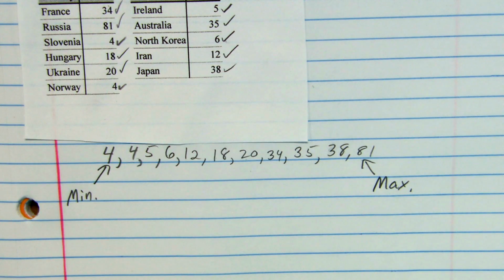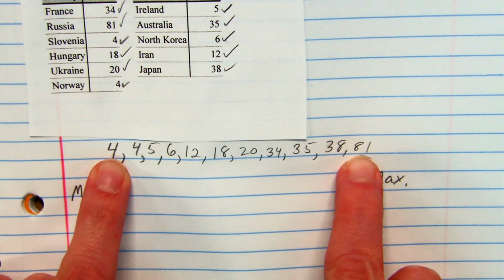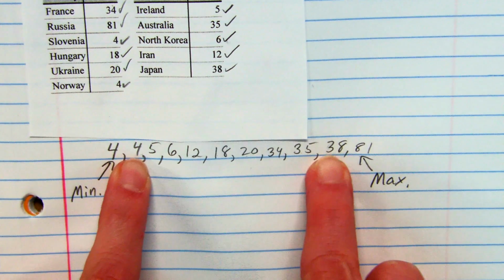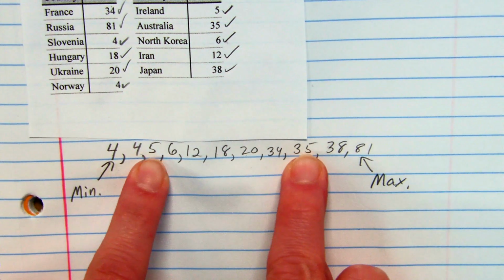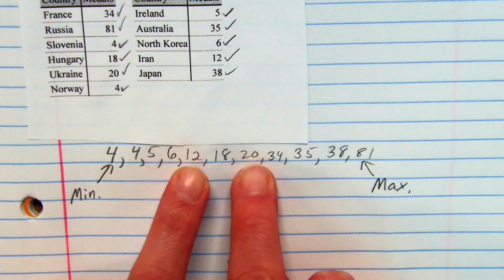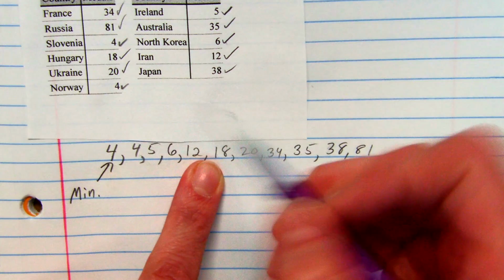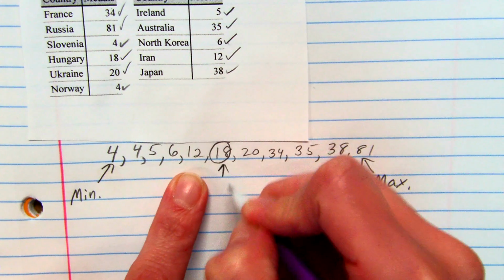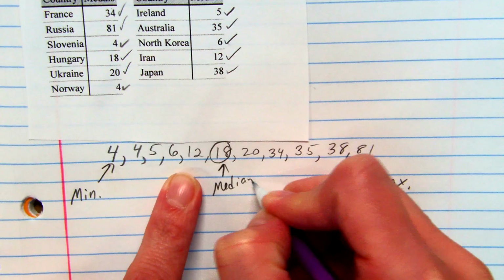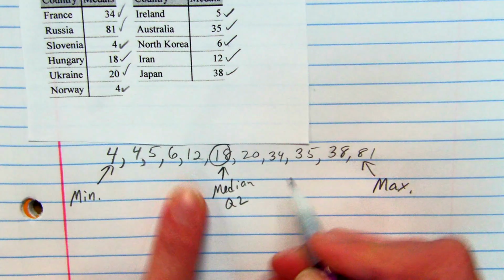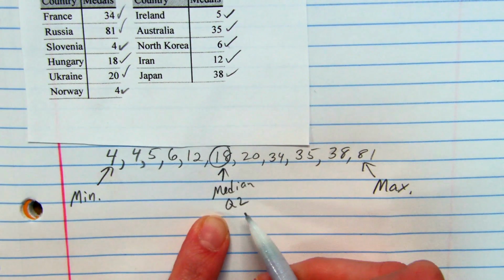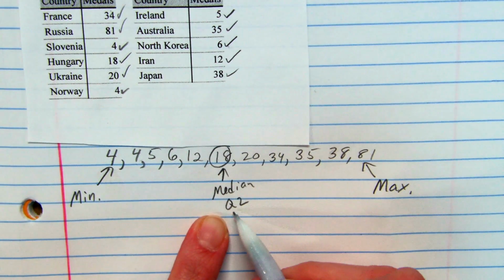So when you first start learning this, which I think is in middle school, sometimes what they have you do is take your fingers and point to the last numbers and go, oh, they match. And then you go here, 4 and 38, 5 and 35, 6 and 34, 12 and 20. 18 is the number in the middle. That is the median, also known as Q2. That's the beginning of the second quartile. So that's the very beginning, the middle of our graph.